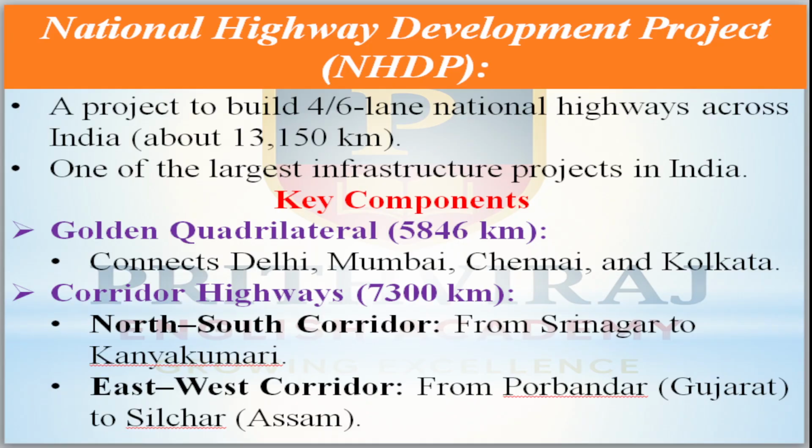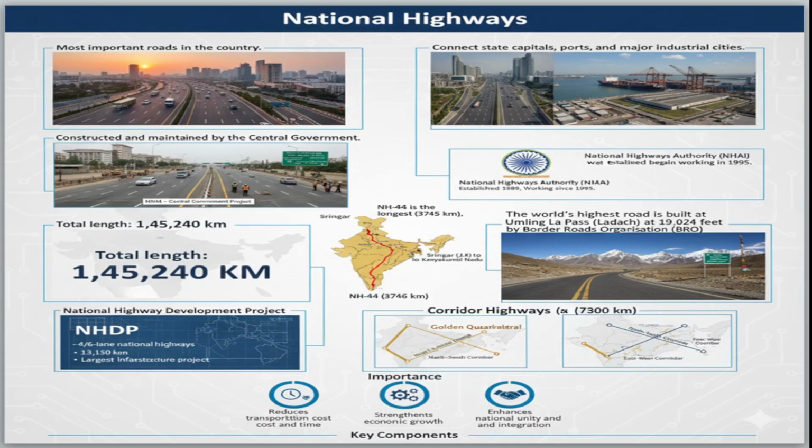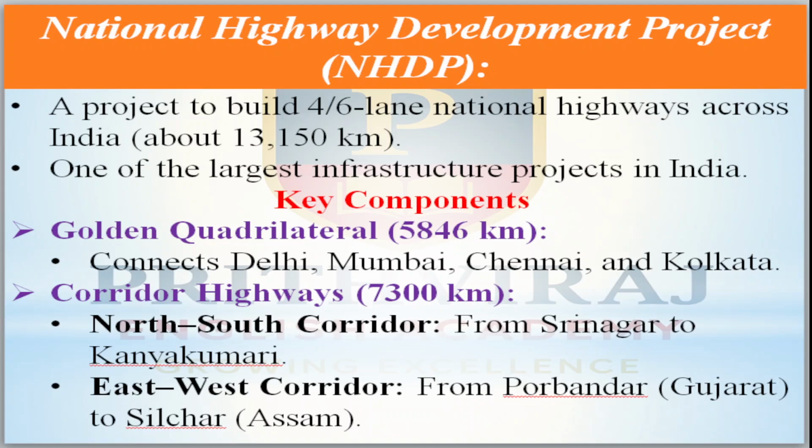Okay, now come to the next. The National Highway Development Project is a project that took place in India. National Highway Development Project means what? It is a project to build 4 to 6 lane national highways across India. 4 to 6 lanes. Here are the lanes. The first lane, second lane, third lane, fourth lane, like that. Okay, understanding my point? So it is a project for either 4 or 6 lane national highways across India.